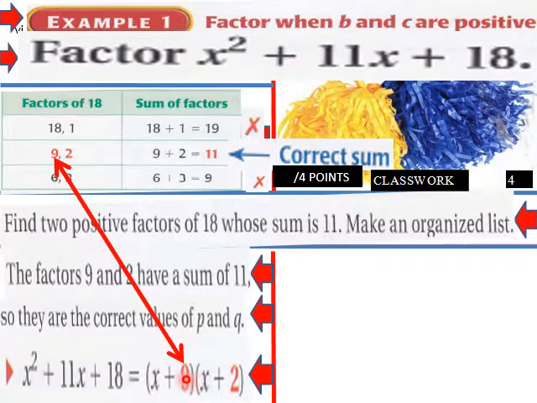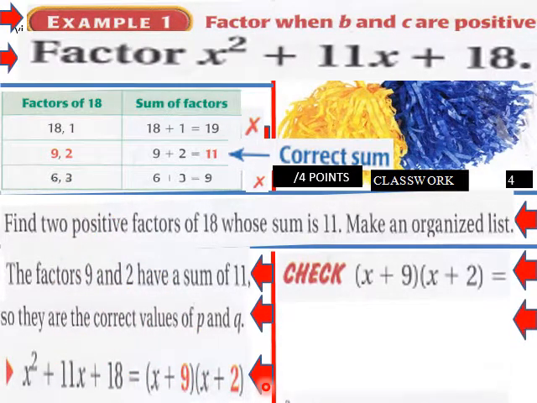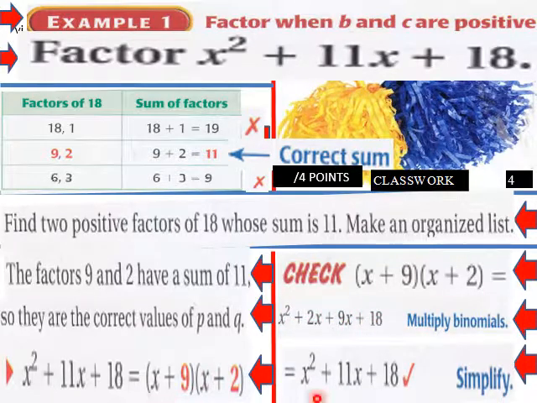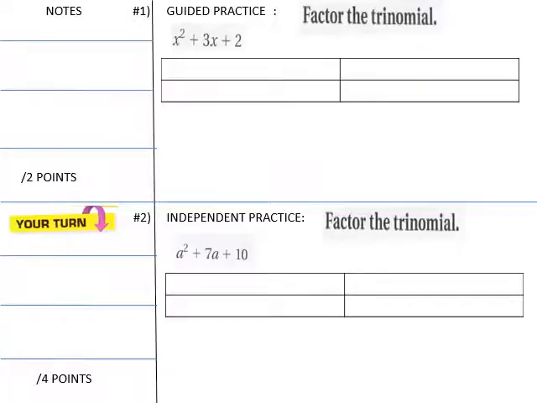So we put these in here for p and q. And it seems like it's going to work. 9 plus 2 is 11. 9 times 2 is 18. So there it is: x squared plus 2x plus 9x plus 18. And that's your trinomial that we're after.